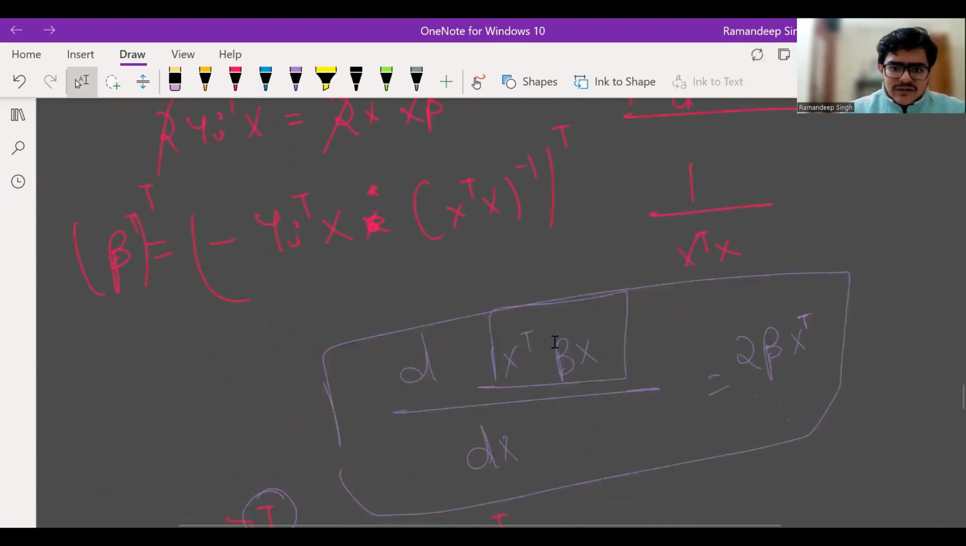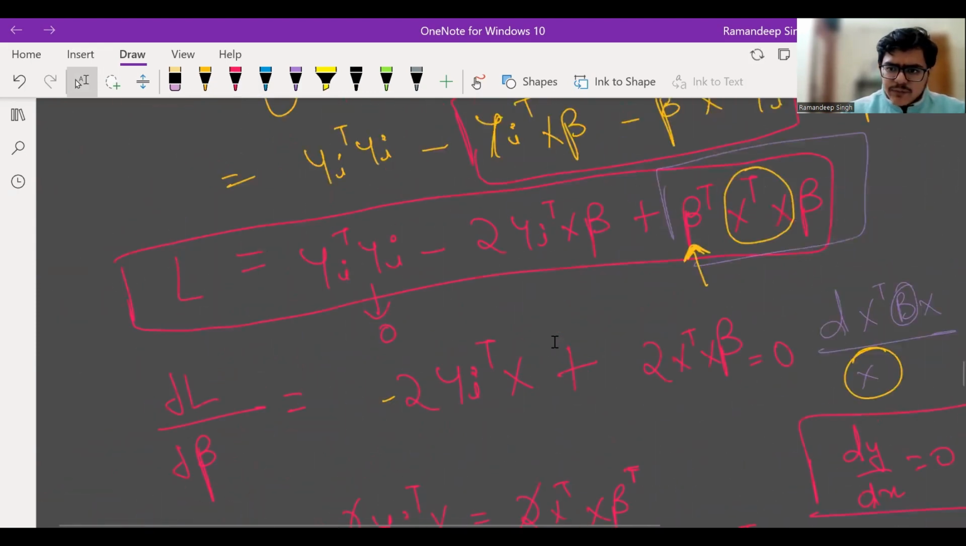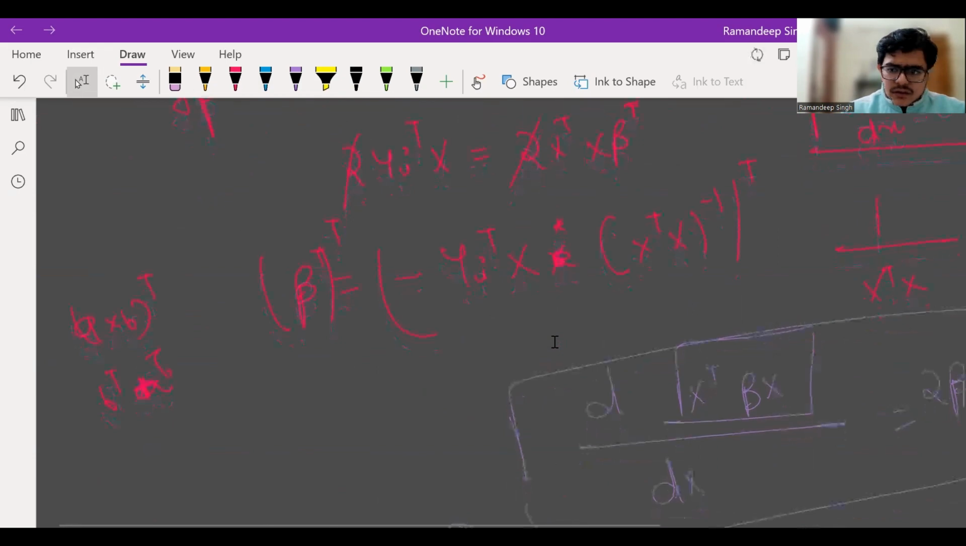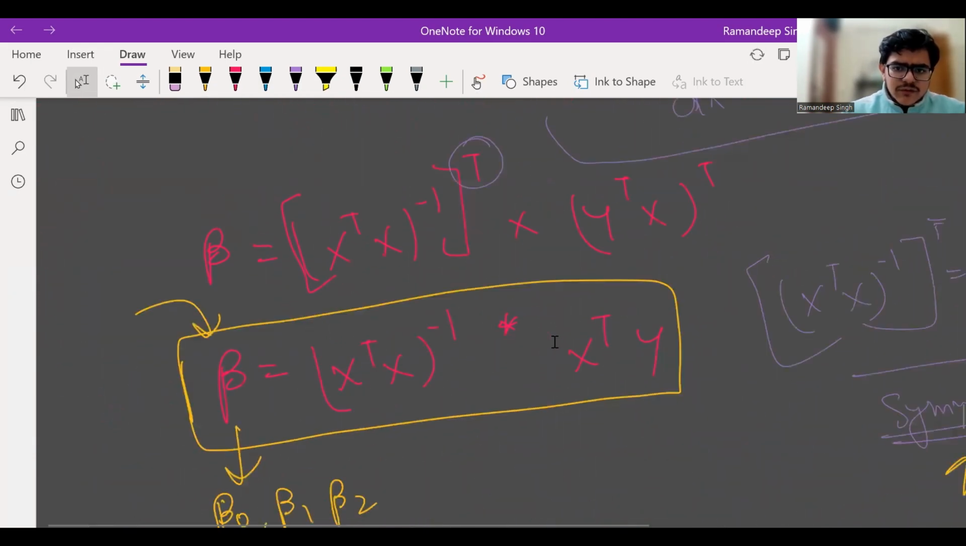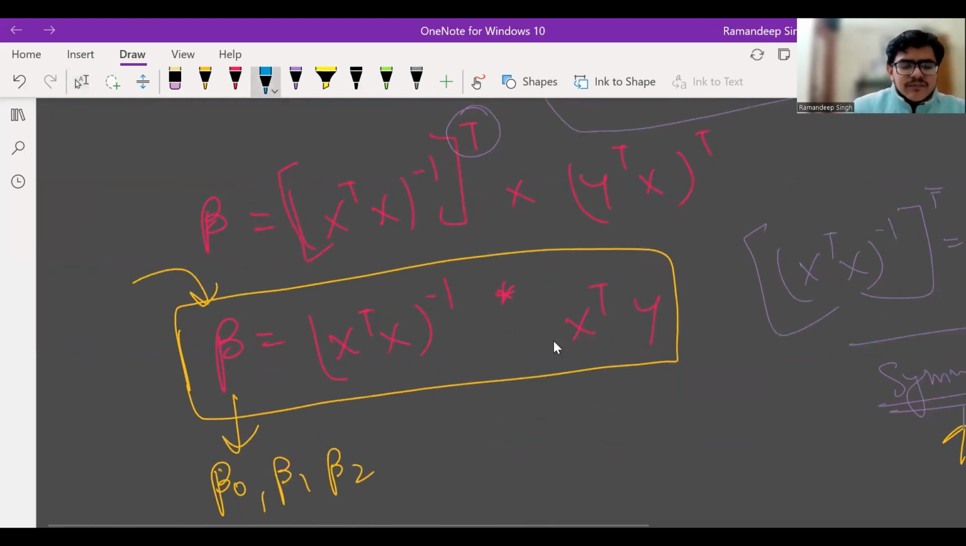And one thing is left that I need to prove here. Yeah, this was the proof that this matrix is also a symmetric matrix, right? That's why the transpose could be removed from here to show that beta is this. Okay.